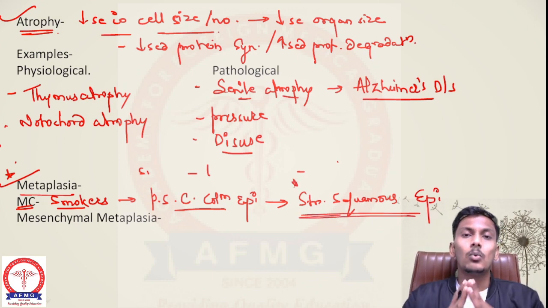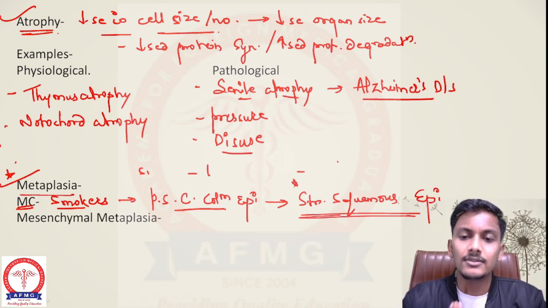So please remember, what is the most common type of metaplasia? It is squamous metaplasia seen in smokers.